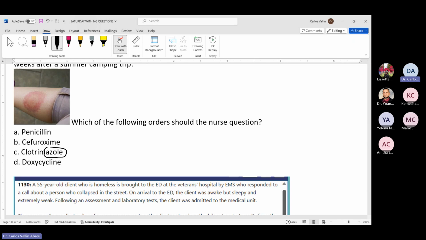Azoles, as we mentioned before, are for fungus. Clotrimazole, ketoconazole, miconazole, itraconazole, fluconazole. So obviously this is the answer. Cefuroxime is a cephalosporin, can be used for Lyme disease. Penicillin can be used for Lyme disease, and tetracycline, doxycycline can be used for Lyme disease. So an easy one, for anyone that knows a little of the pharmacology.